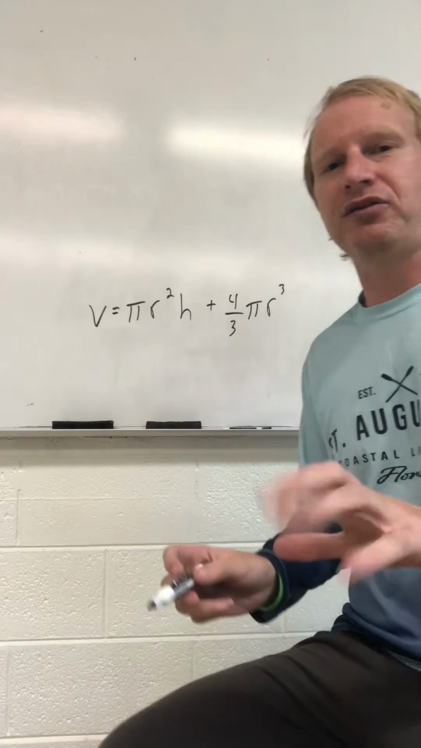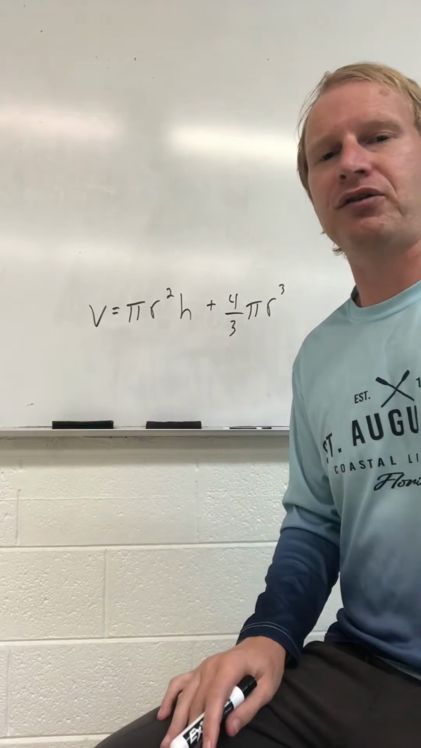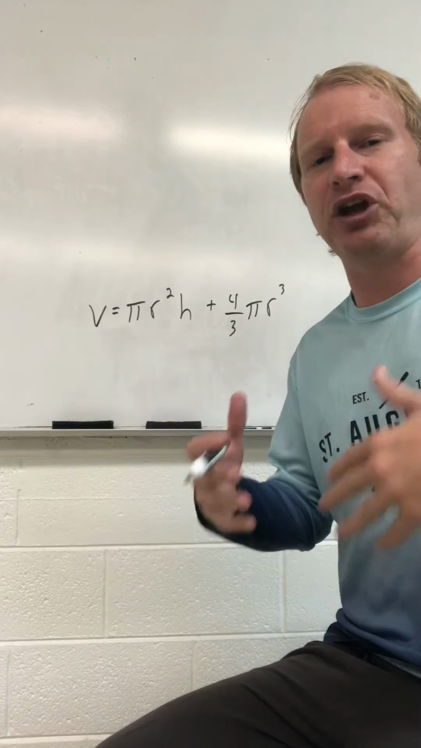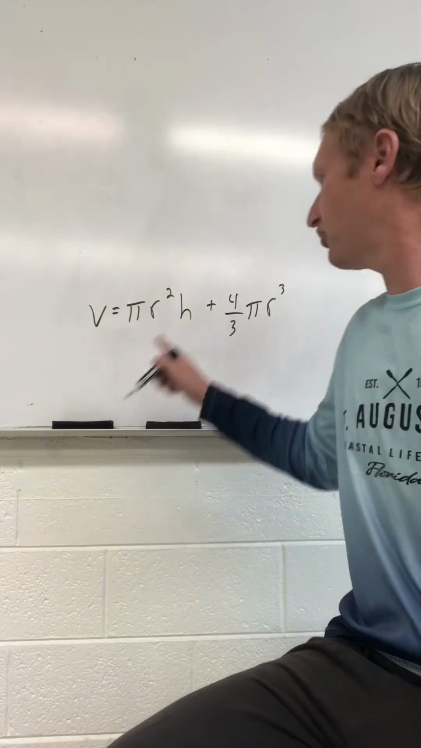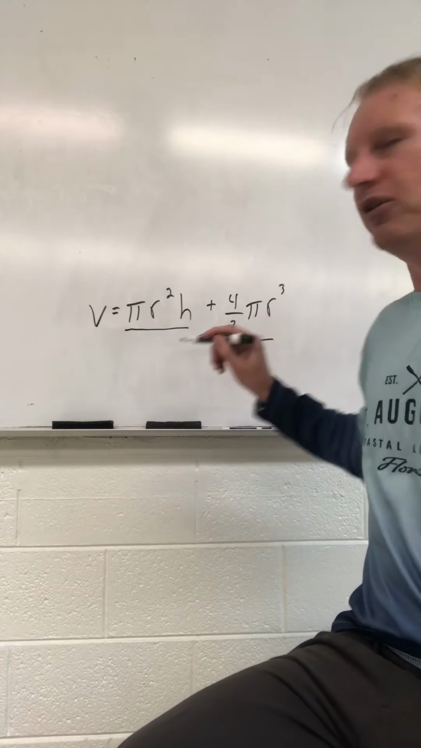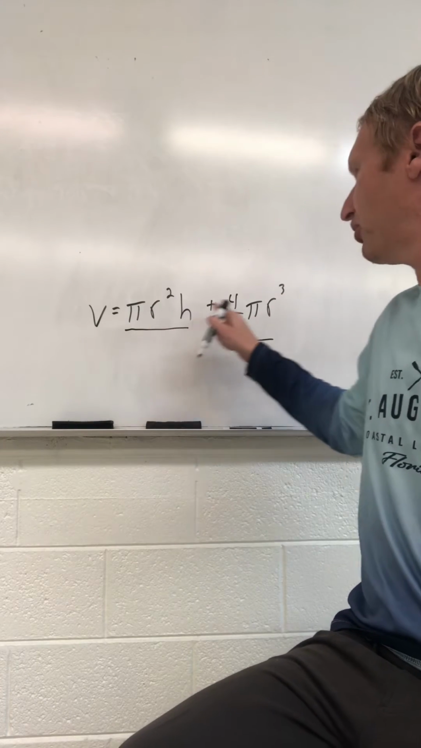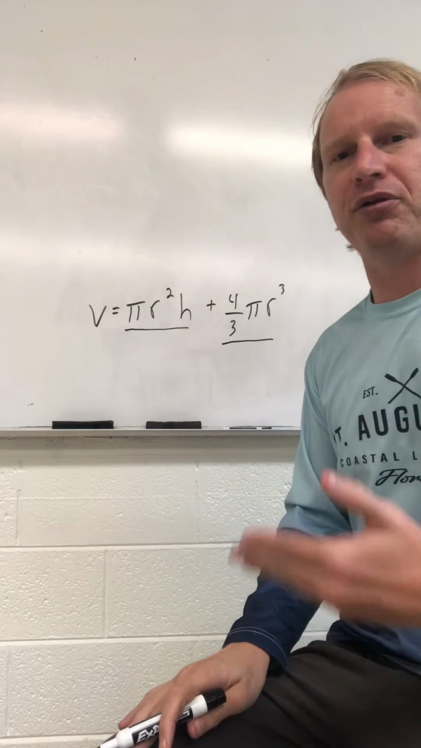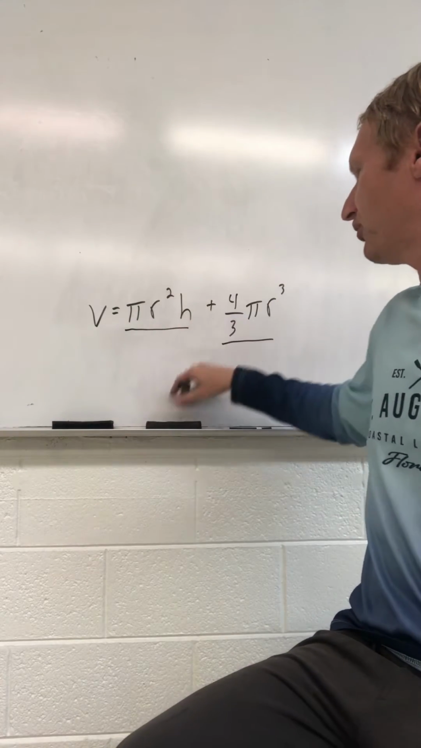But let's break this down and talk about the different parts of it. So let's start with the vocabulary word term. Terms are separated by plus or minus signs. So this is a term, and this is a term. So we got pi r squared h is a term, and then 4/3 pi r to the third power is a term. So each of these is a term.